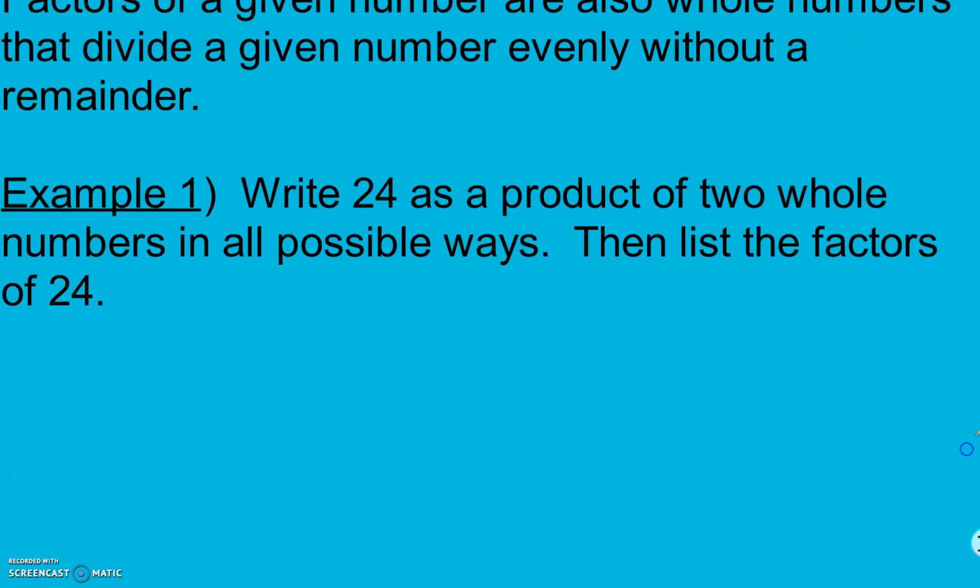So in example 1, we're going to write 24 as the product of two whole numbers in all possible ways. Remember, whole numbers are numbers like 0, 1, 2, 3, 4. 0 is not a factor because 0 times anything gives us 0, so we can't get to 24. So let's try 1. Well, 1 times 24 gives me 24. So 1 and 24 are factors.